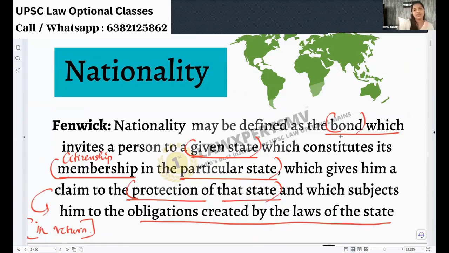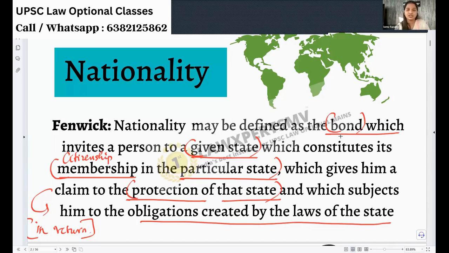Okay. So we understood the basic concept of nationality, but we cannot write stories in our paper. We have to write a proper definition. So I have three definitions before you. You can learn all three definitions, but UPSC is very famous in giving statement based questions. So, depending upon the statement given, you choose the definition and write.